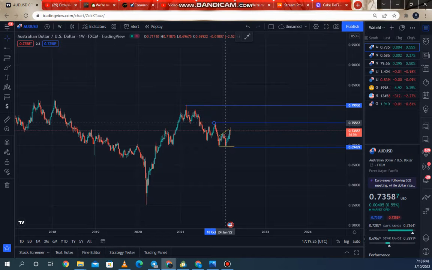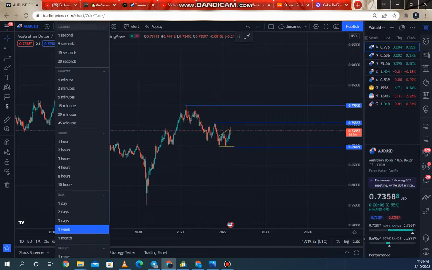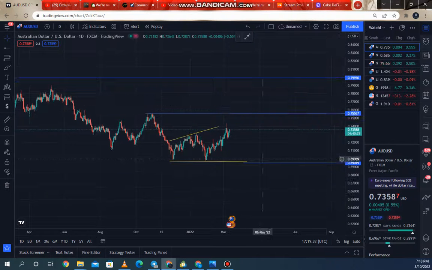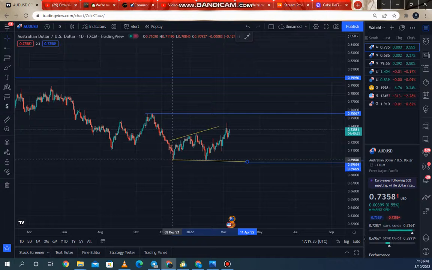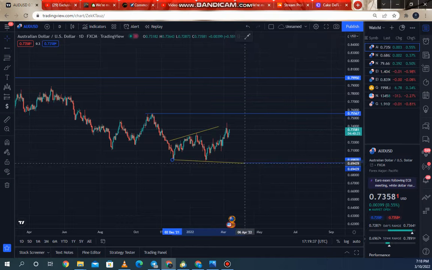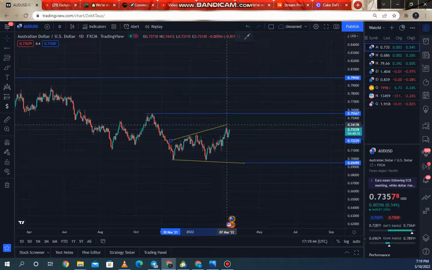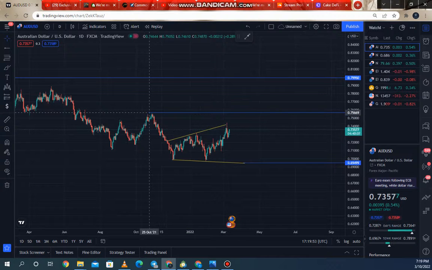Now let's just drop down to the daily without wasting any time. Here on the daily, we're just going to readjust our structure. There we go. Now we have a pattern, and we call this pattern an ascending pattern.